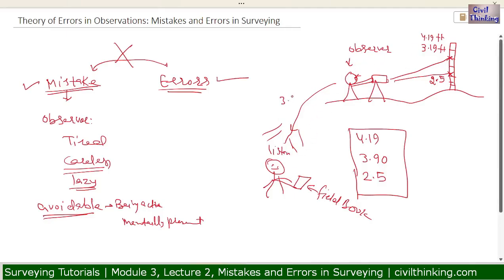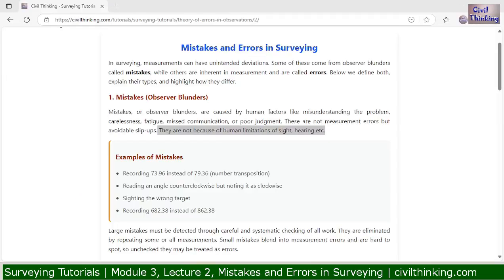He said it is 3.19 feet. He did listen 3.19, but somehow because of carelessness or because he is tired or lazy or something, he wrote 4.19. Again, he could listen very well, so this mistake is not because of the human limitations of listening. Basically it is because you are tired or careless or lazy. So I hope you understand what the mistake is. Okay, let's move on.